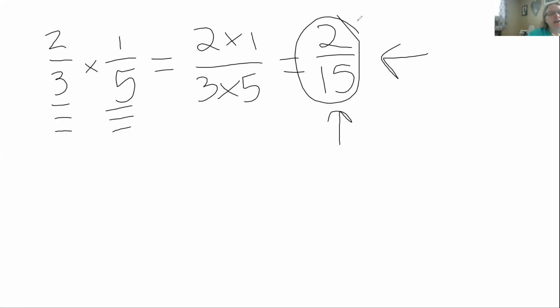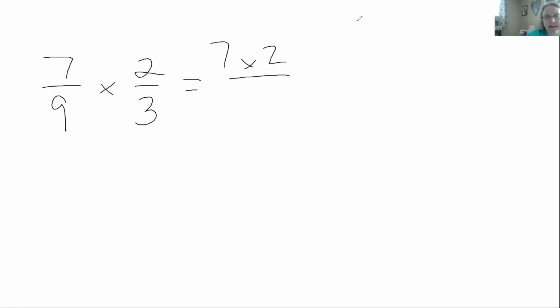Let's try another one. Let's say we're taking the fraction 7/9 times 2/3. Okay, so once again, you do not have to have common denominators, so we're going to look at our numerators. So 7 times 2, hopefully you remember that fact. 9 times 3. So now 7 times 2 is 14. And 9 times 3 is 27.